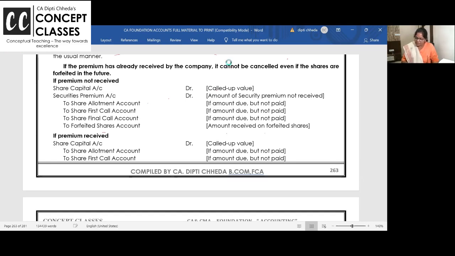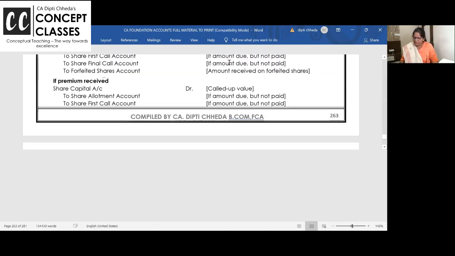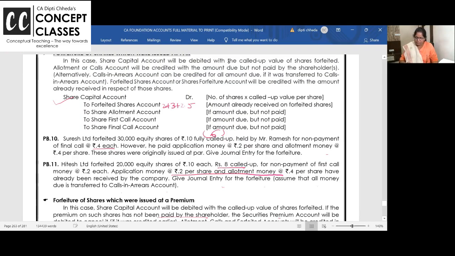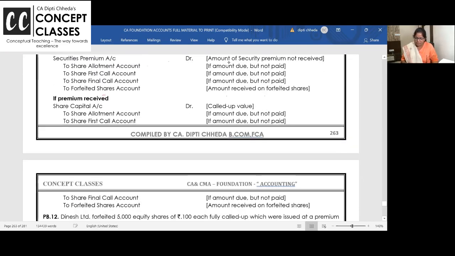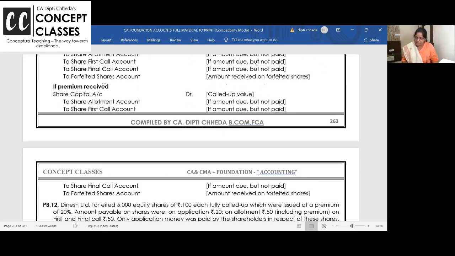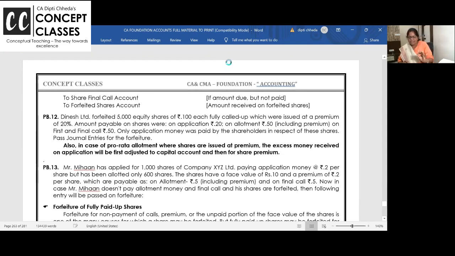If premium is already received, then what entry will you pass? Only capital debit, to allotment, first call and all. Premium once received cannot be reversed. Clear to all of you? Once the premium is received, it cannot be reversed. Some points I'll make you write as boosters. You can write them today after doing this small problem, and we will do the reissue problems tomorrow.